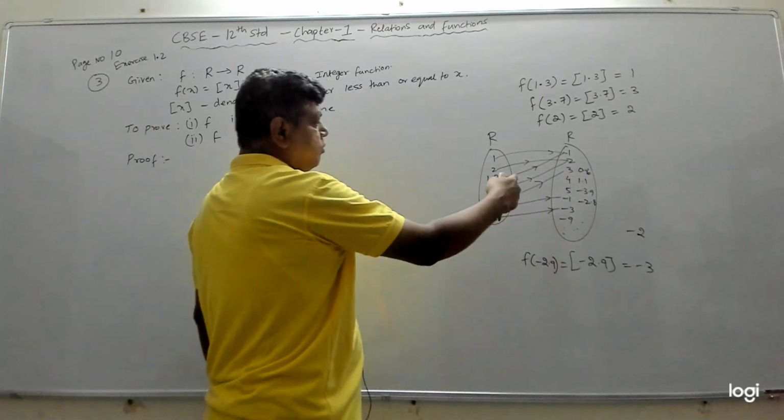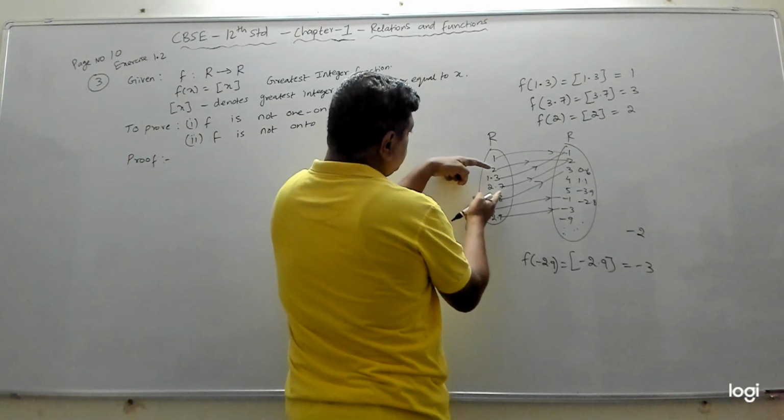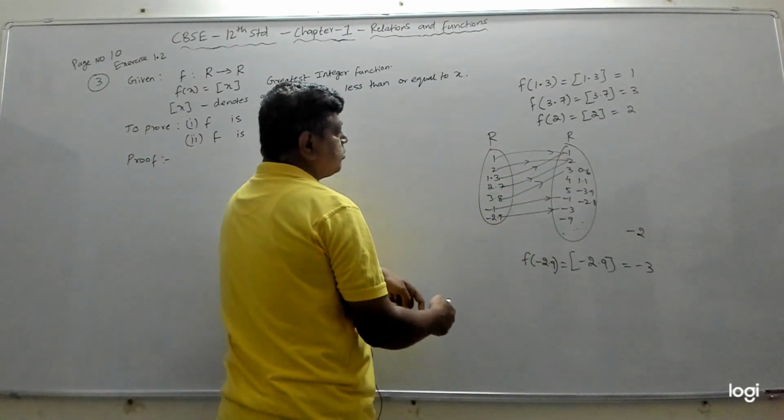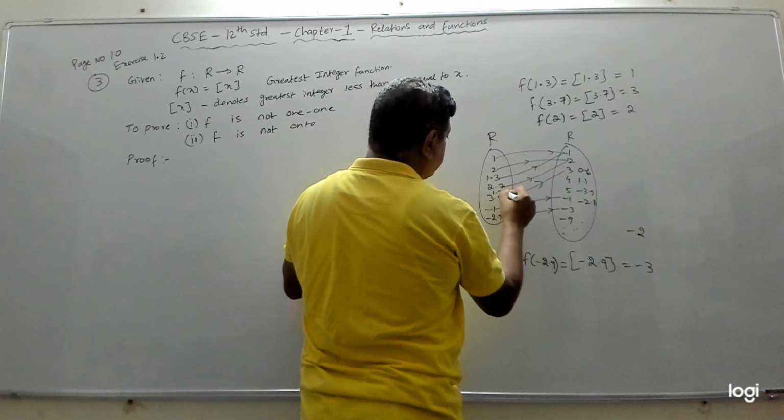So that's how this function is. Now if you look at the function, obviously, 2 and 2.7 go to the same 2. Even if I have 1 and 1.3, even if I take 1.7, 1.7 will also go to 1.